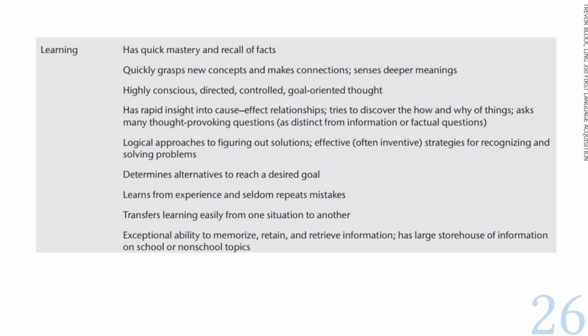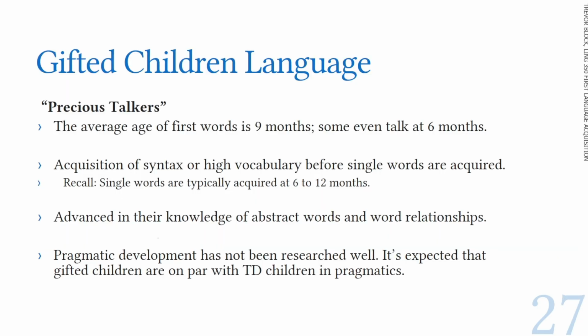The big thing that stands out is really learning, which I think is what makes a gifted child gifted. So quick mastery, quickly grasping new concepts, goal-oriented thought, rapid insight into cause-effect relationships. In other words, they have really good reasoning, really good memory, and really good integration of ideas. I say integration of ideas because they transfer learning easily from one situation to another. In other words, they're making connections. They have a lot of connections in their brain. So it's really just a child with exceptional reasoning and planning skills.